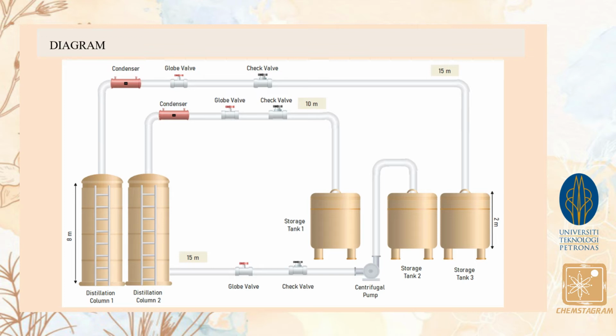Globe valves are used to regulate flow and check valves are used to prevent backflow in each stream. A centrifugal pump is also added to pump the xylene liquid upwards to move into the storage tank. Stainless steel material is used for the pipes in the diagram.